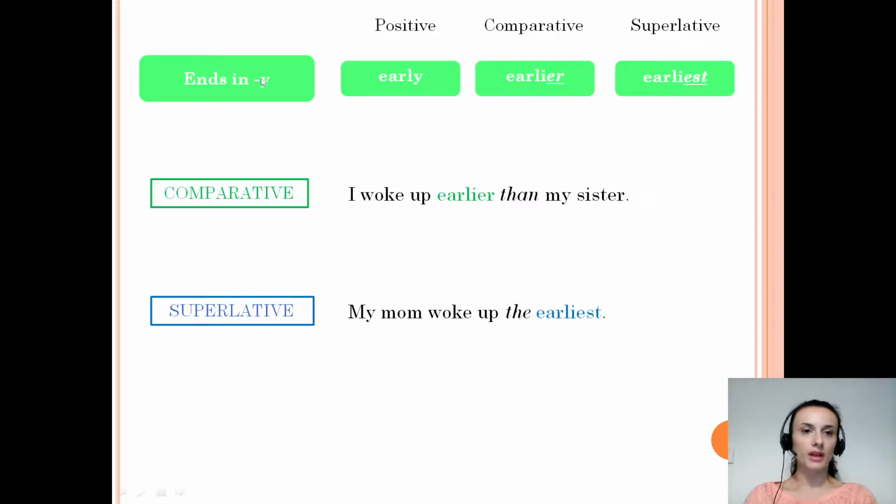For one-syllable adjectives that end in y, the rule was to remove the letter y, replace it with i, and then we add the ending er for comparative and est for superlative. Sentence examples. I woke up earlier than my sister. This is the comparative form. Superlative. My mom woke up the earliest.